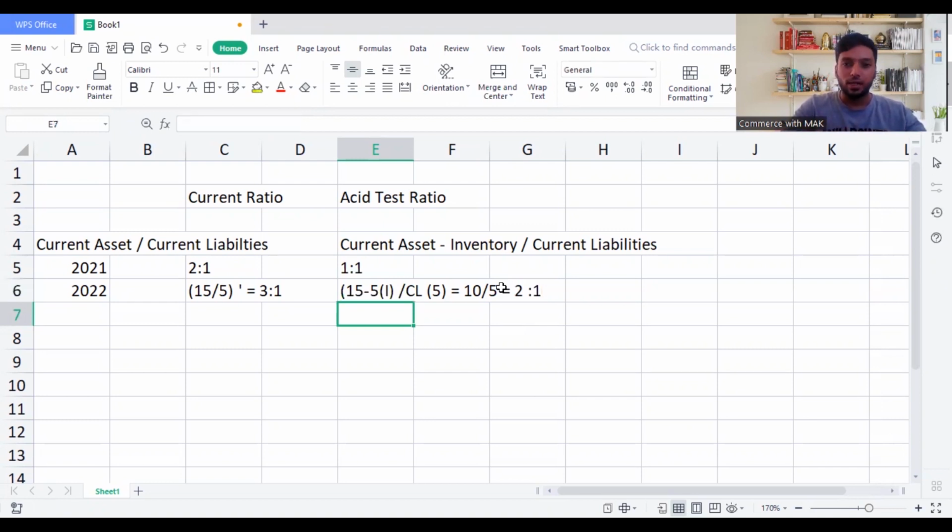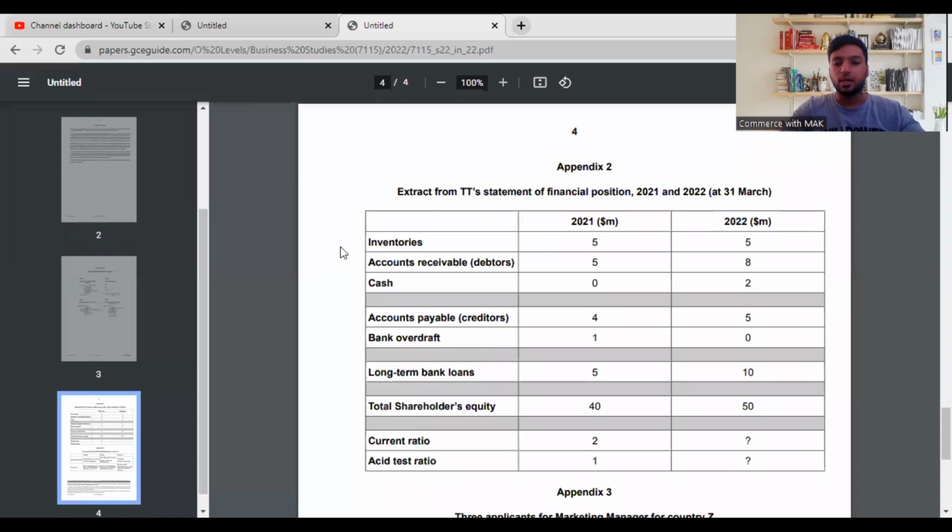But is there a way we can calculate any other things? I can't calculate profitability ratios because they have not given the net profit of the business. Now you might have a question: they have given long-term bank loans, they have given the shareholders' equity. Can we speak upon this type of things in the paper? Of course you can, but without disturbing the current ratio and acid test ratio. So I'm going to speak about everything of the financial position of the business now. So let's move on to the question.